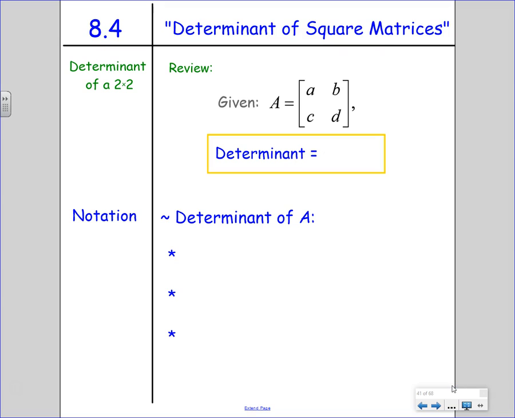Let me go check the air because it's getting mighty chilly in here. And as I check the air, can anyone help me fill in this formula that we just saw? 1 over is where we put it, but the actual determinant was AD minus BC.